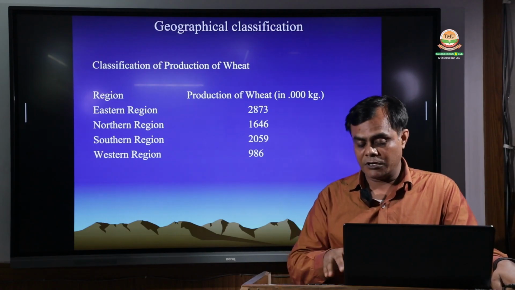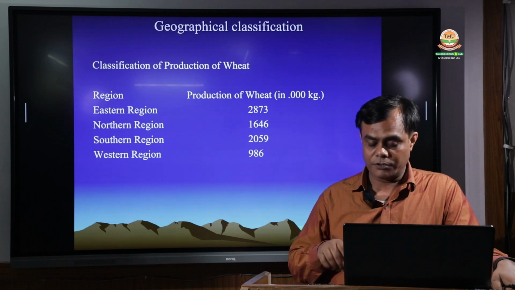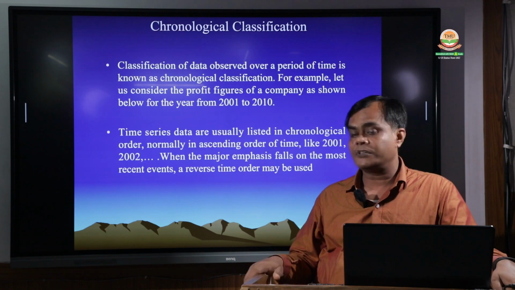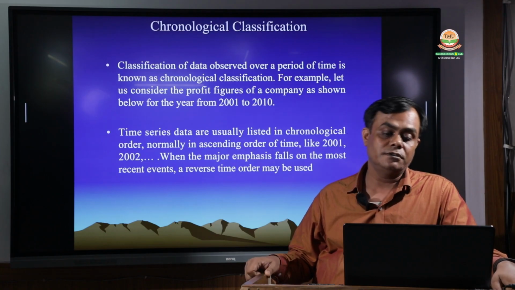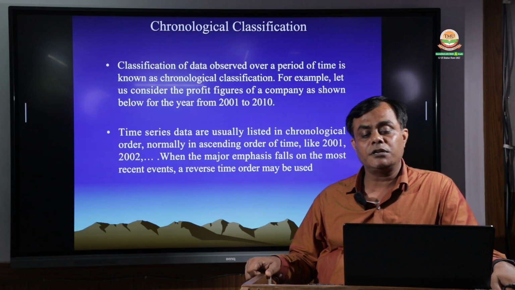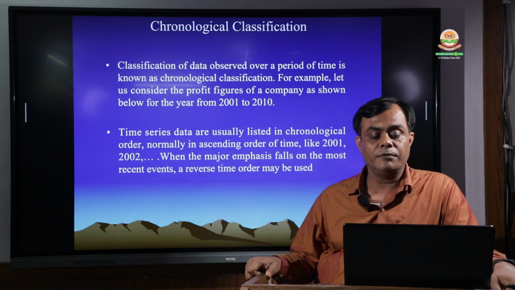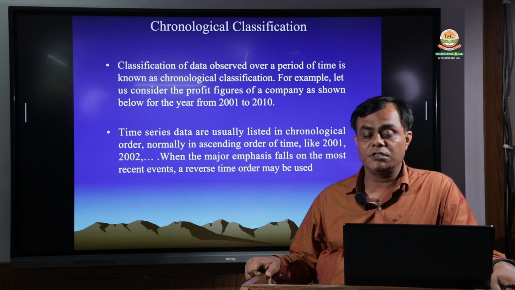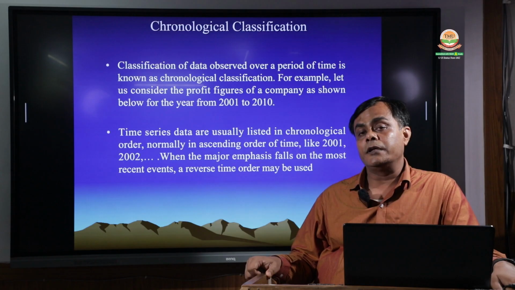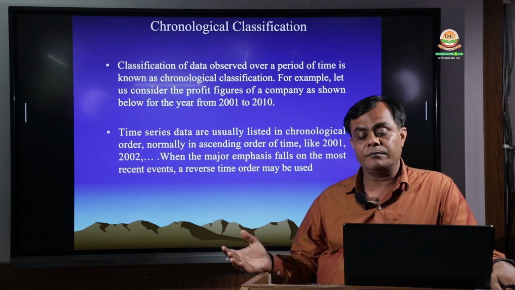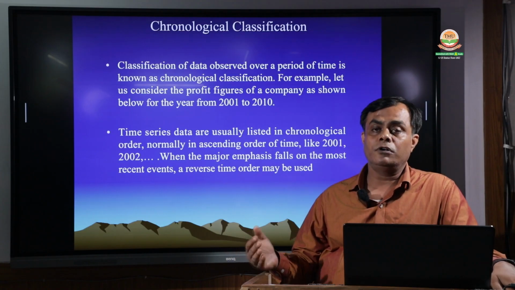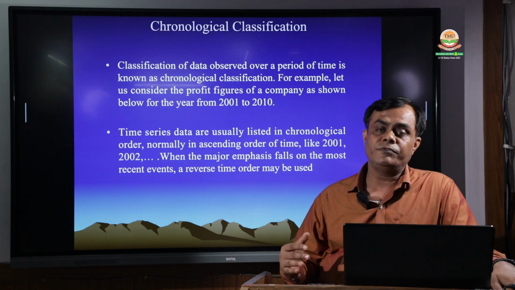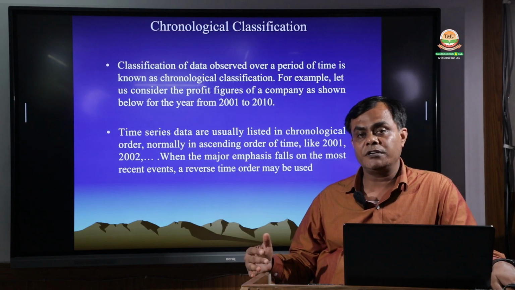After geographical classification, the other classification is chronological classification. You are seeing the chronological classification on this slide. Classification of data observed over a period of time is known as chronological classification. So if data is related to time, that is chronological data. Classification by time period of data is called chronological classification.